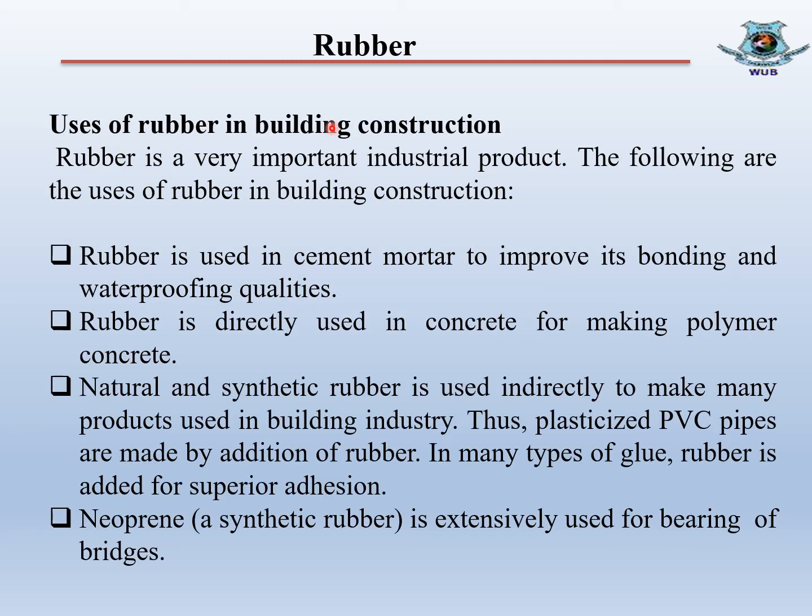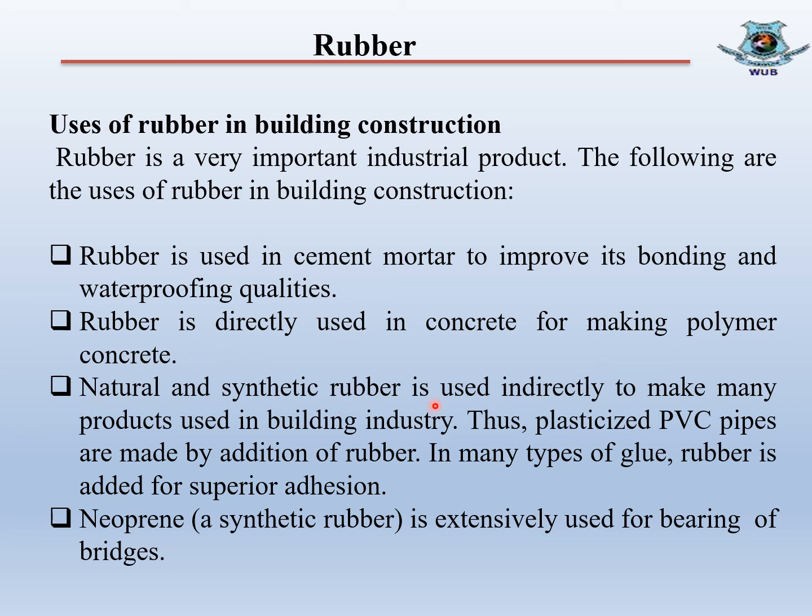Uses of rubber in building construction. Rubber is a very important industrial product. The following are the uses of rubber in building construction. First one, rubber is used in cement mortar to improve its bonding and waterproofing qualities. Then, rubber is directly used in concrete for making polymer concrete.